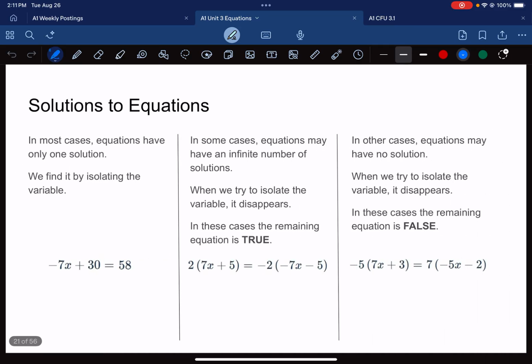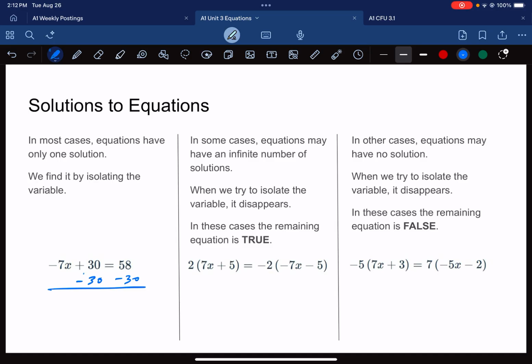So, solutions to equations. In most cases, the equations we've been solving have only had one solution. And we find that by isolating the variable. We worked on that quite a bit this week in class. And so just to demonstrate, we're going to get the x by itself on the left side. Well, there are two values attached to the x. We've got a -7 and a positive 30. And the positive 30 is connected with addition and subtraction.